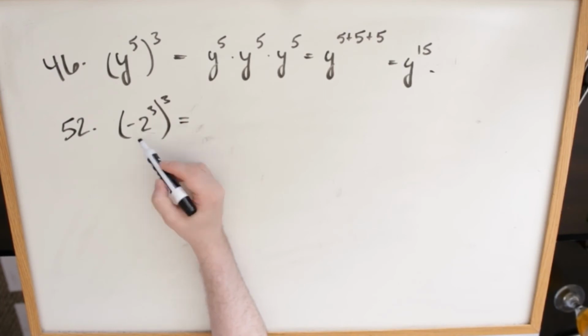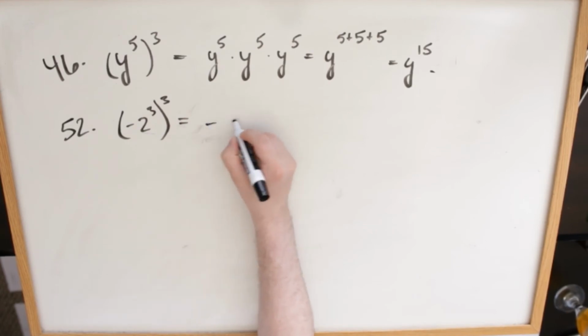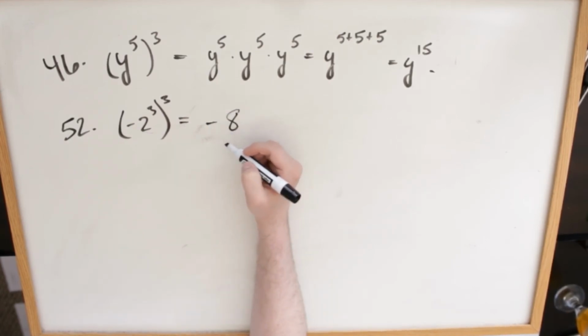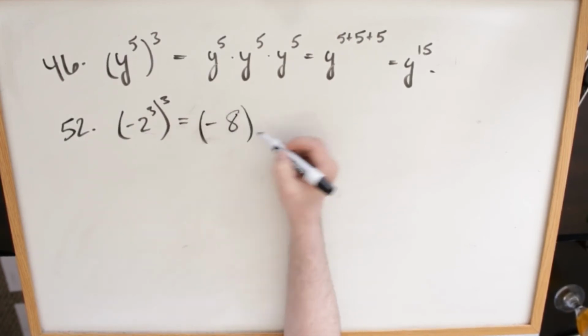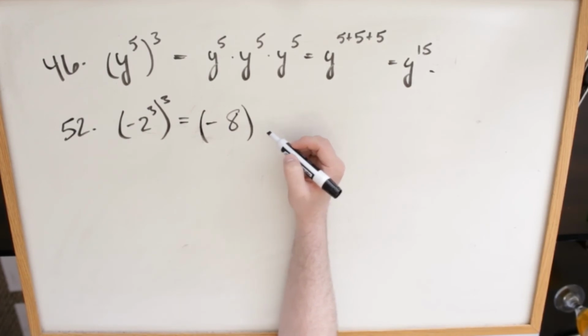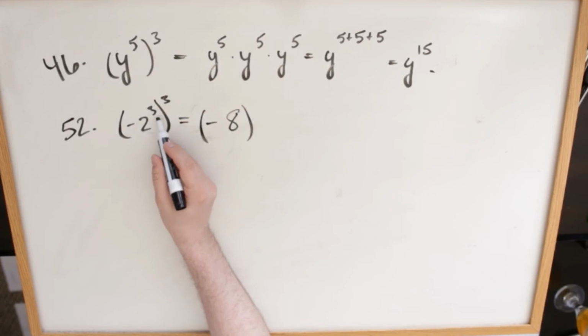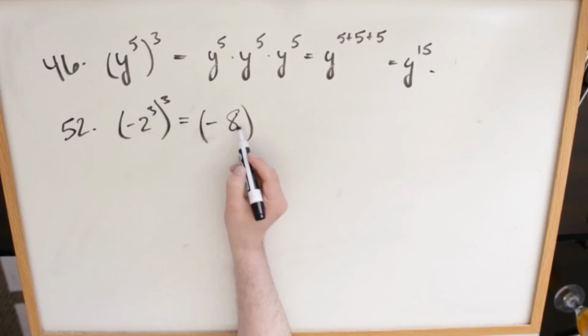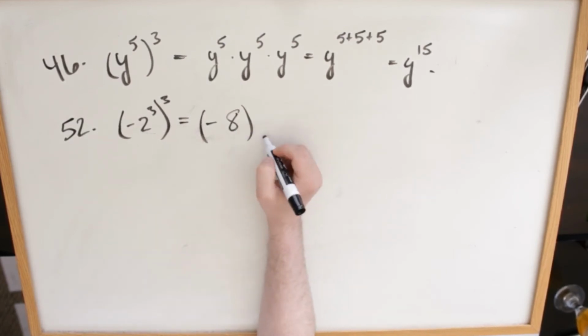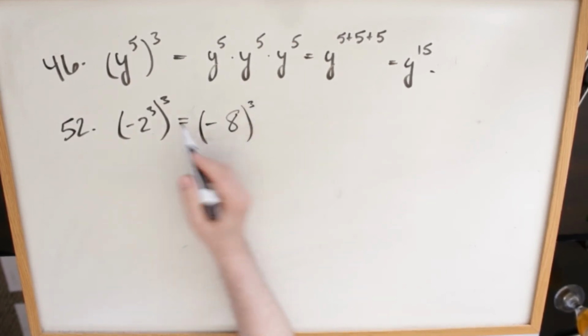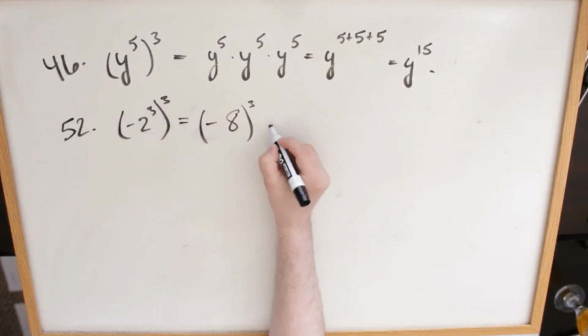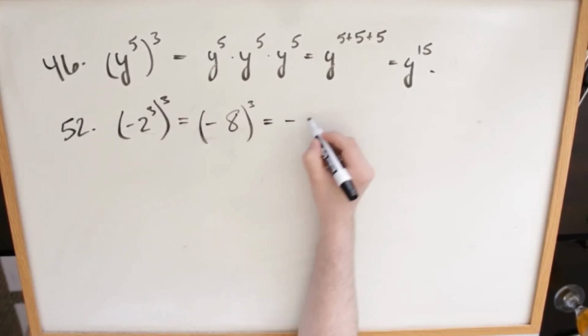So let's just do that. Minus 2 to the third is going to be minus 8. And you're probably like, whoa, whoa, whoa, dude. It's a minus. Well, yeah, it is. Remember, the minus 2 itself is not being raised to the third power. It's minus the 2 to the third. So it's a minus 8. Okay, so this then is going to be raised to the third power because of that. And now this is going to be minus 512.